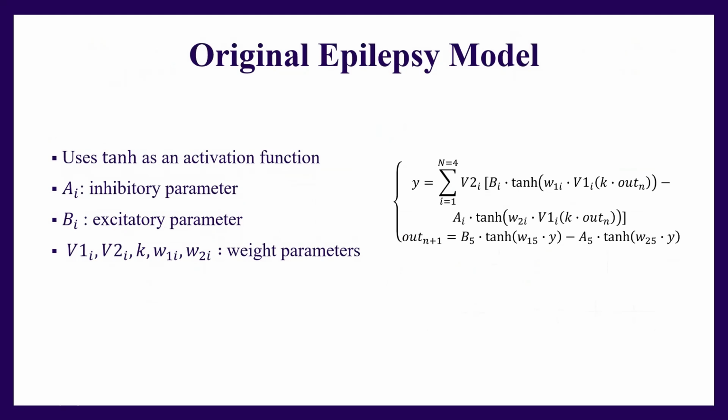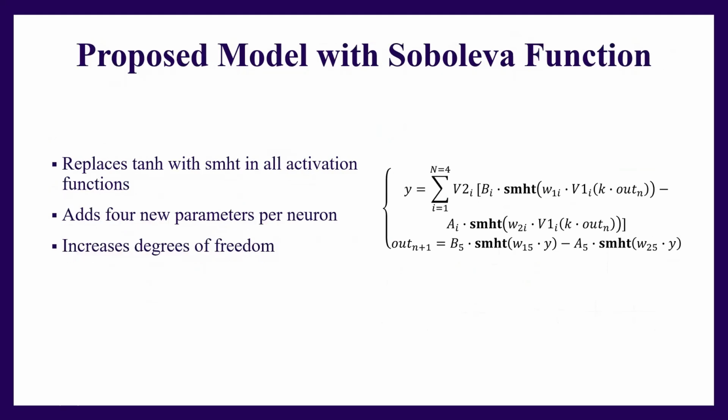Here is the original epilepsy model. It uses tanh as an activation function. The inhibitory parameter is A, while the excitatory is the B. And here is the modified model. And basically, we replaced all tanh with the Soboleva.